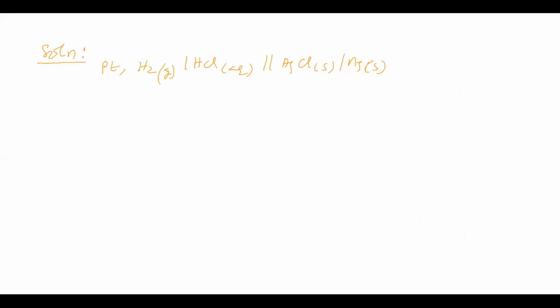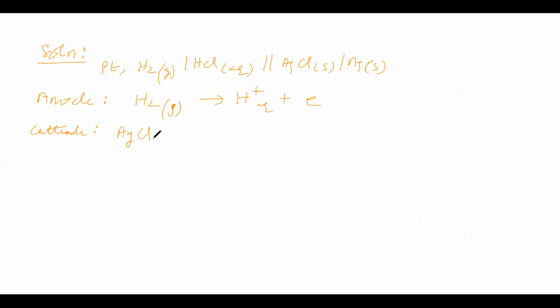We will write the cell reaction for this one. We will take the anode. The anode is the hydrogen electrode. So hydrogen gas, H2, is converting into H plus ions by losing electrons. Next, we will write the cathodic half reaction. In the cathodic half reaction, in the AgCl, Ag plus is present. Ag plus is converting into Ag.